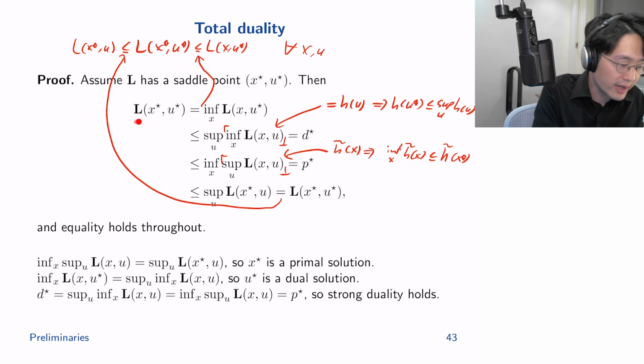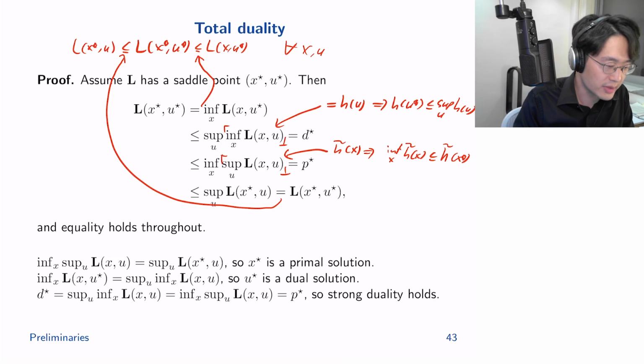Okay, so we have L(x star, u star) is equal to, we have a bunch of things in between, and that's less than or equal to L(x star, u star). So this side is the same thing as this thing. So we have equality holds throughout. These actually never become strict inequalities, and we have equality throughout.